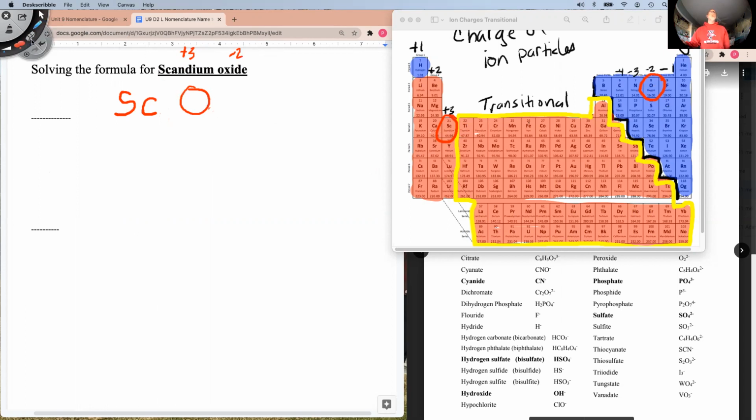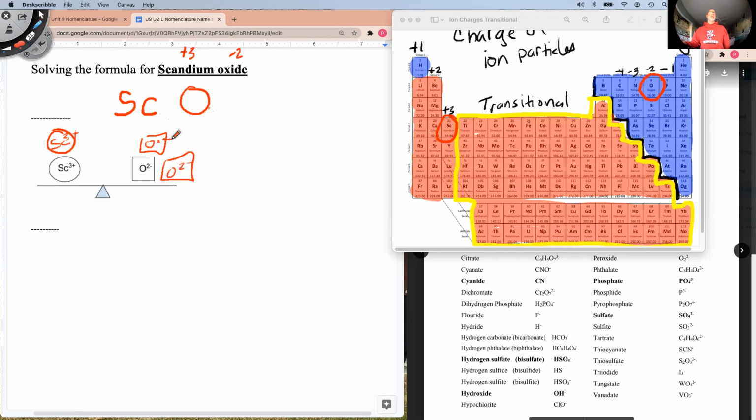So what we need to do, we want to make a balance beam. Let's make our balance beam, and we're going to put scandium on one side and oxygen on the other. So here's our balance beam. Are these balanced? Does the +3 balance out the -2? Nope. We're going to need another scandium, and we'll need 2 more oxides.